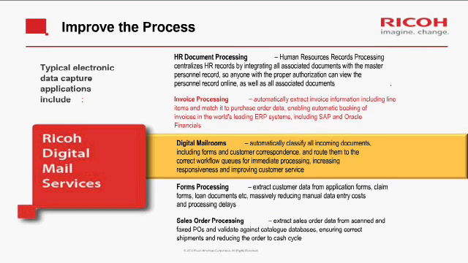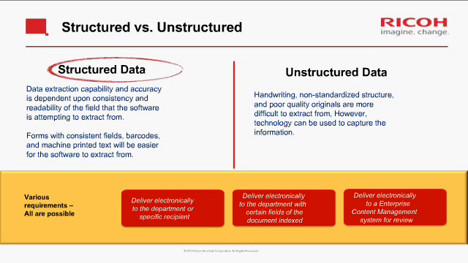I'd like to talk a little bit about structured versus unstructured data, and it's important for customers to understand the difference between the two. Structured data is information that's very standardized in how it comes in. A great example is a tax form, because the information is all going to be in the same place no matter whose tax form you're looking at. Unstructured data is things like handwriting, non-standardized structure, maybe poor quality originals. They're more difficult to extract from.